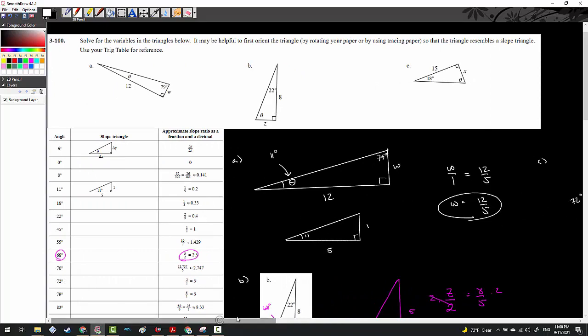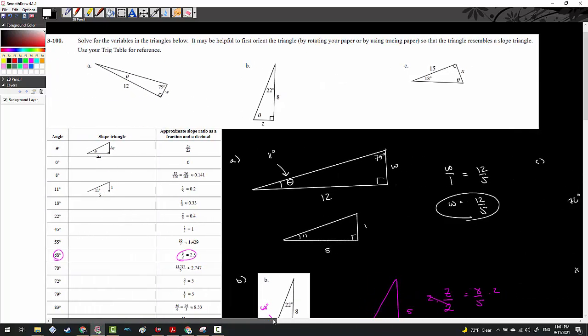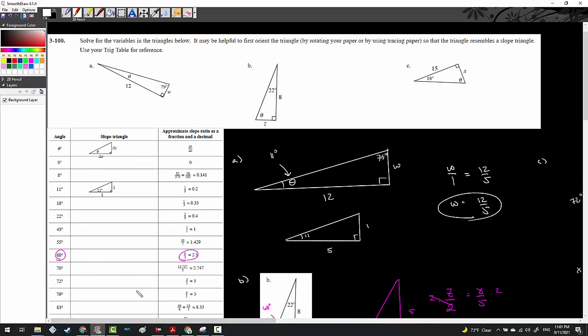Now, notice, I could have oriented him the other way. I could have oriented this triangle this way with the X right here and the 15 down here and made this 18. And notice how that would have been the reciprocal of the other angle that I had right here. See how 18 is 1/3 right here? 18 slope ratio is 1/3, but 72, the other angle, his ratio is conveniently reciprocated.